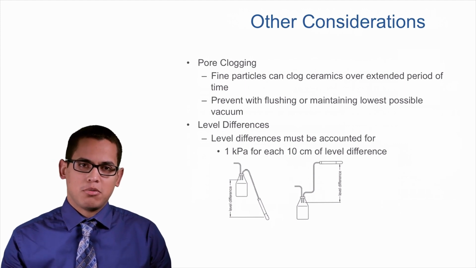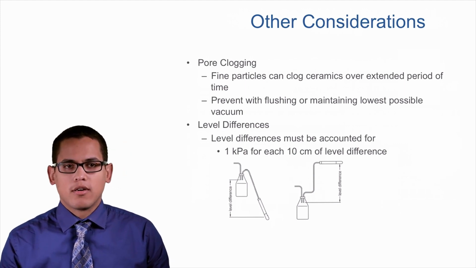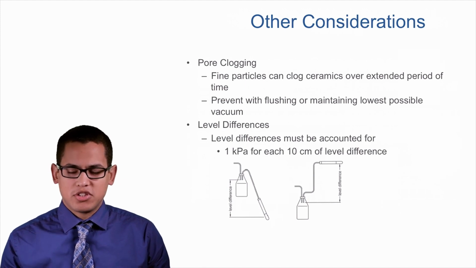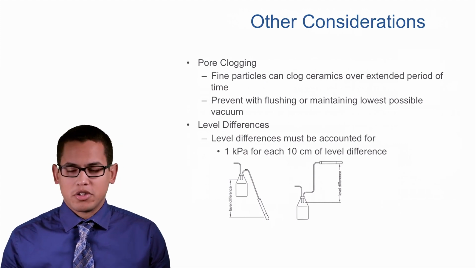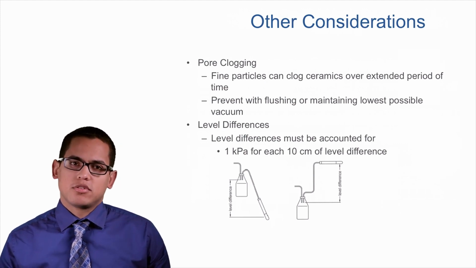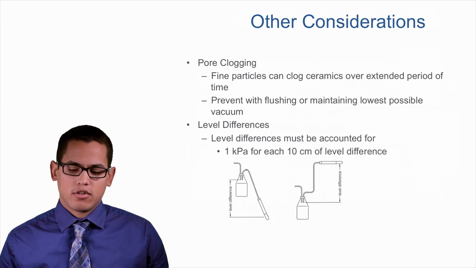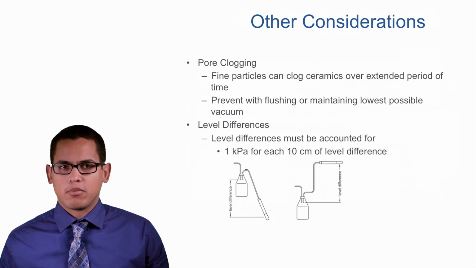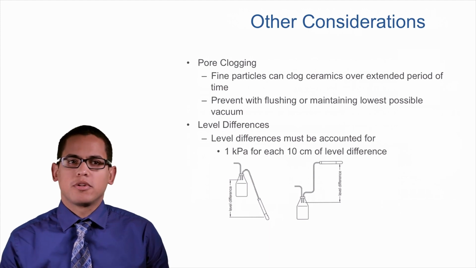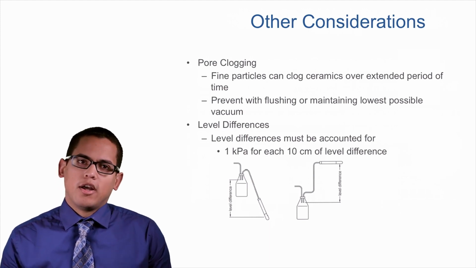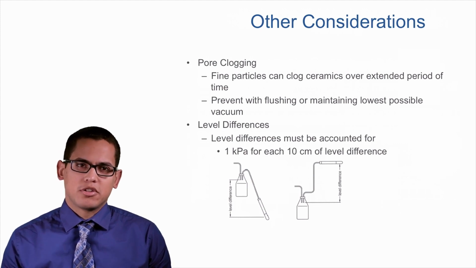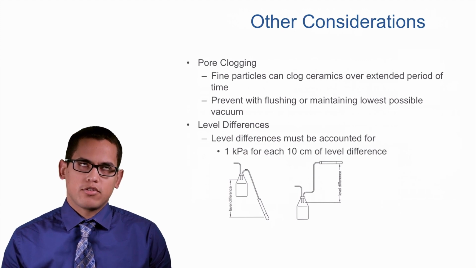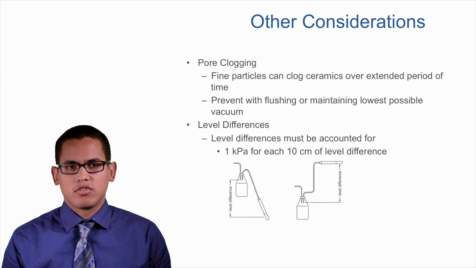So you'll have a higher tension being applied than should be if you have this type of situation. So you'll need to consider that when you're deciding what vacuum levels you need to apply, or when you're setting up your vacuum systems and what level of over vacuum from the soil water potential that you want to apply. And just a good reference, 1 kilopascal is approximately 10 centimeters. For approximately 10 centimeters of level difference, you need to apply 1 kilopascal of suction.